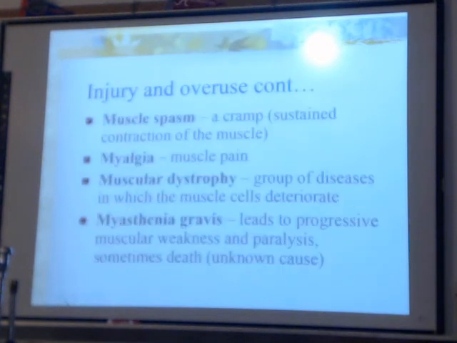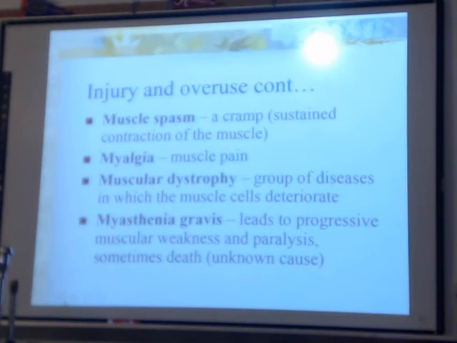Muscle spasm, those are muscle cramps. It is a sustained contraction of the muscle longer than expected. It can be due to just an overexcitability of a nerve, or it could be due to an electrolyte imbalance, dehydration, things like that. So a muscle spasm is a cramp or a sustained contraction of the muscle. Myalgia, these are just vocabulary you guys will need to know, means muscle pain.